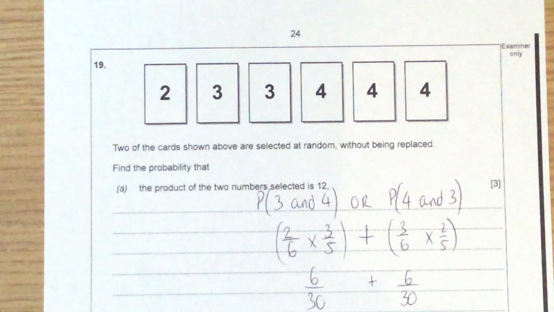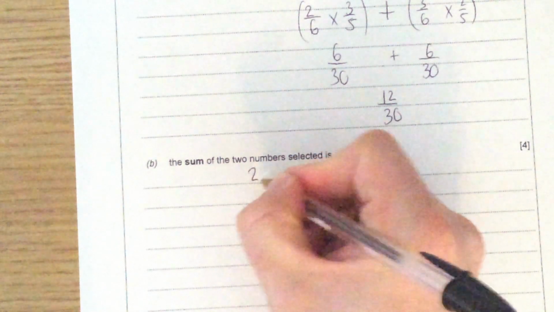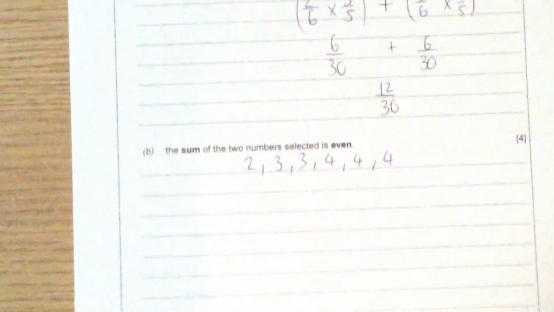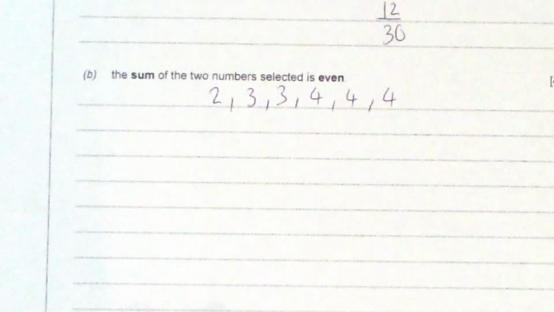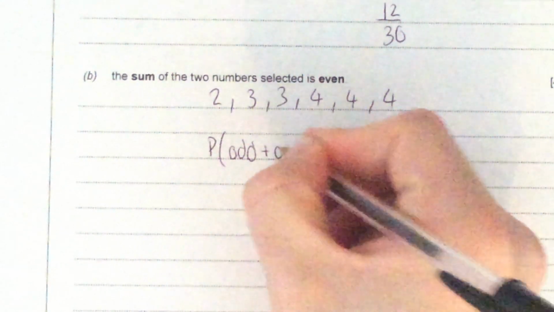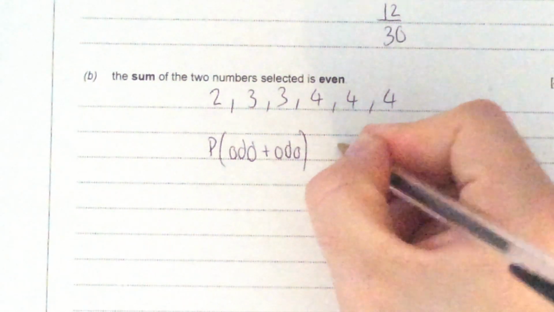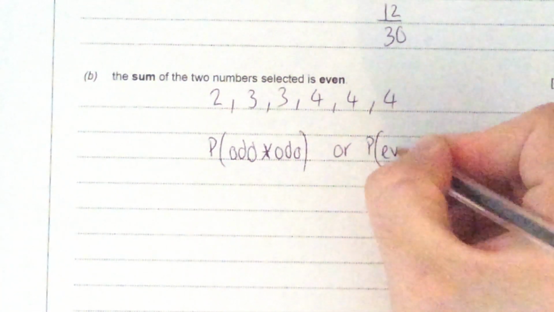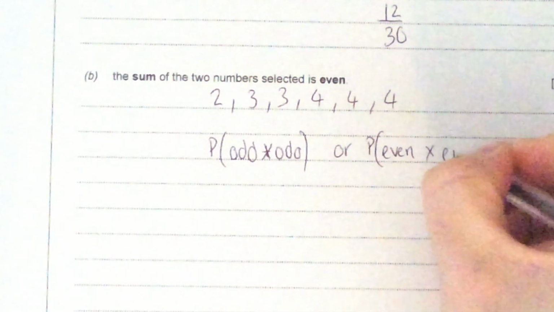The only way I can add two numbers together to make an even number is if they are both even to start with, or they are both odd to start with. That is the only combination. So I'm going to write the numbers down here just to save having to move back and forth all the time. Out of that list of numbers, the only way I can add them to make even is if I do an odd number plus another odd number, or I do an even number and I get another even number.